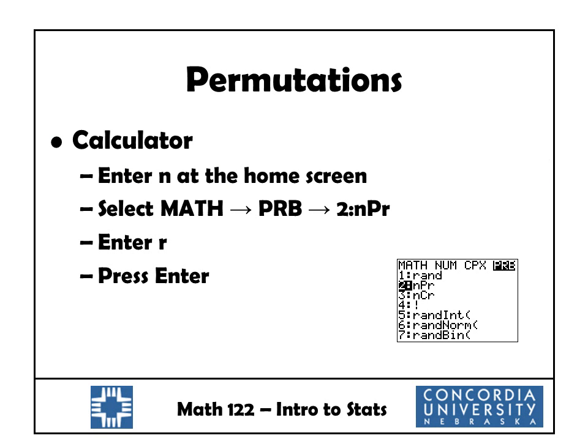So permutations can be calculated very easily. The formula is built into our calculator. You enter n at the blank home screen, then you select Math PRB, option 2 for nPr, and then you enter r, and then you press Enter.